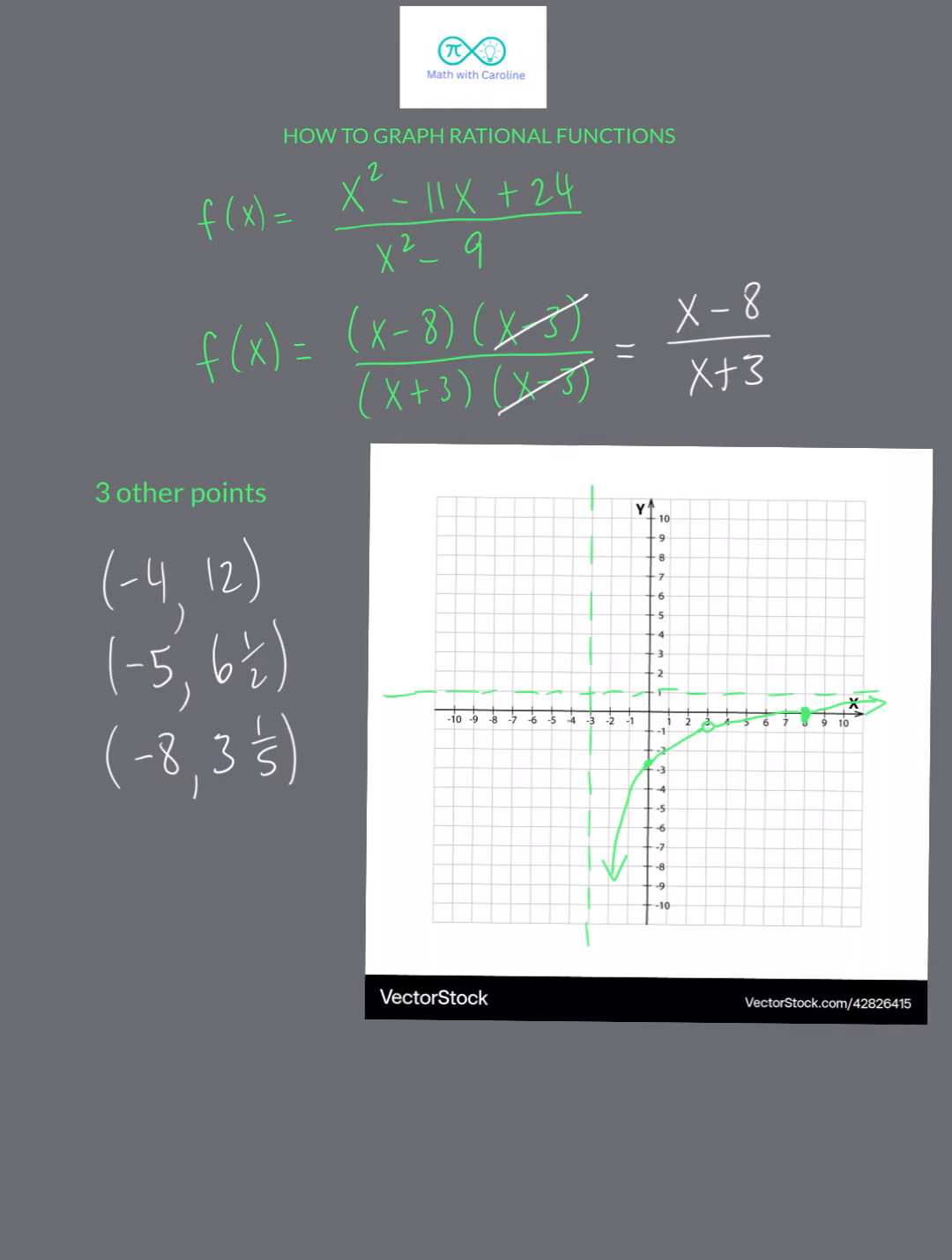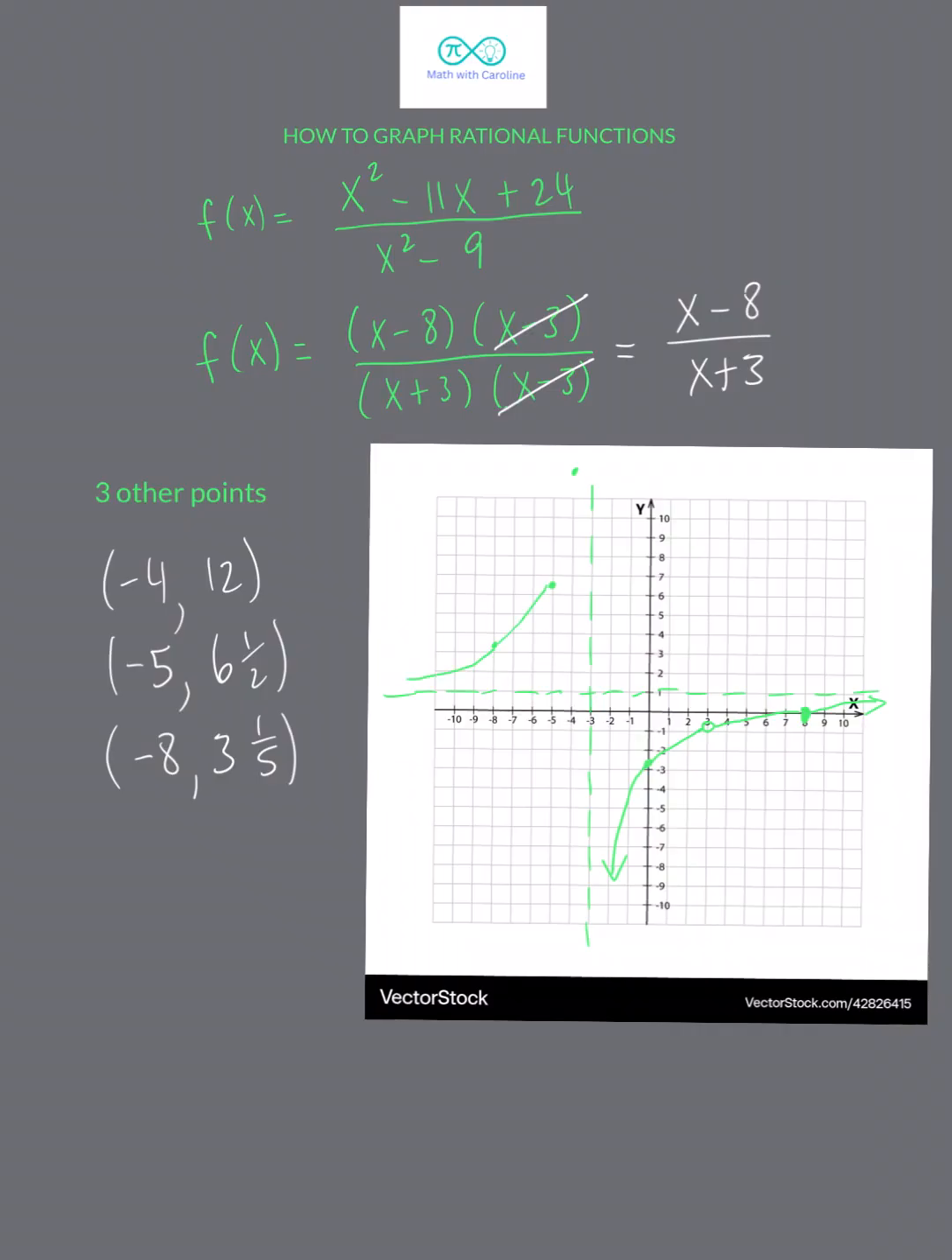So let's plot -4, 12. So that's going to be up here. -5, 6.5. -8, 3 1/5. So that's about right there. And now we can connect our points with a nice smooth curve.